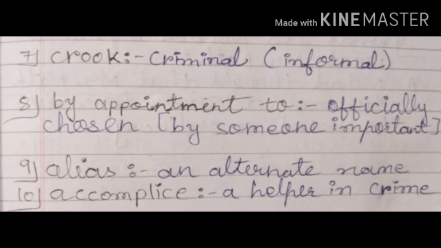Number 9. Alias means alternate name. For example, some person's alias. Number 10. Accomplice means a helper in crime. For example, Mr. Shah was an accomplice of Mr. Khan.